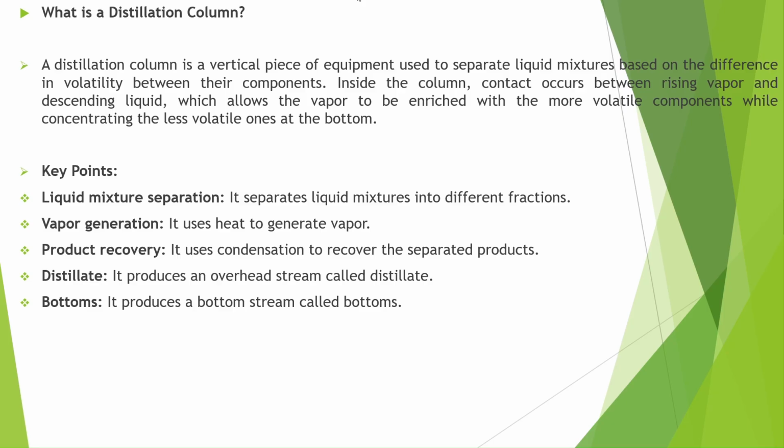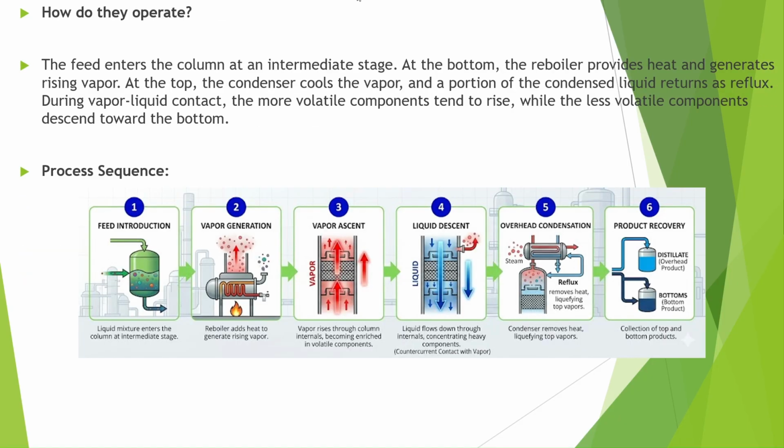What is a distillation column? A distillation column is a vertical piece of equipment used to separate liquid mixtures. Inside the column, rising vapor contacts descending liquid. The more volatile components move to the vapor, while the less volatile components concentrate at the bottom. The top product is called distillate, and the bottom product is called bottoms.